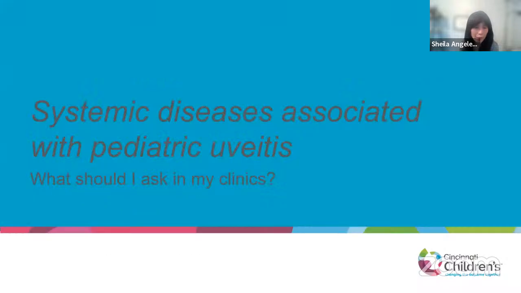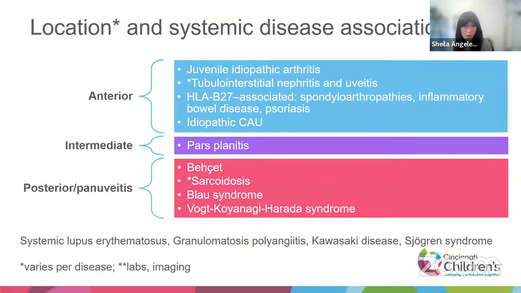So I think briefly, we've had such a nice review about all the systemic diseases that can be associated with uveitis. I just wanted a brief overview of some questions that you can ask in clinic to help you determine which systemic disease a child may potentially have. And as all these speakers have shown, the location of the uveitis can be associated with different systemic diseases, but also knowing that the location can change.